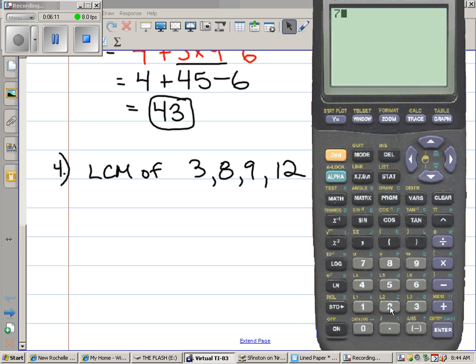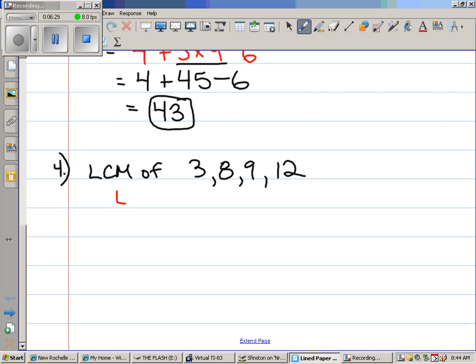Let's see. 72 divided by 12. Yep. 72 divided by 9. Yep. 72 divided by 8. Yeah. 72 divided by 3. Nice. So the LCM is 72. That one's just a guessing game. And that one's hard.